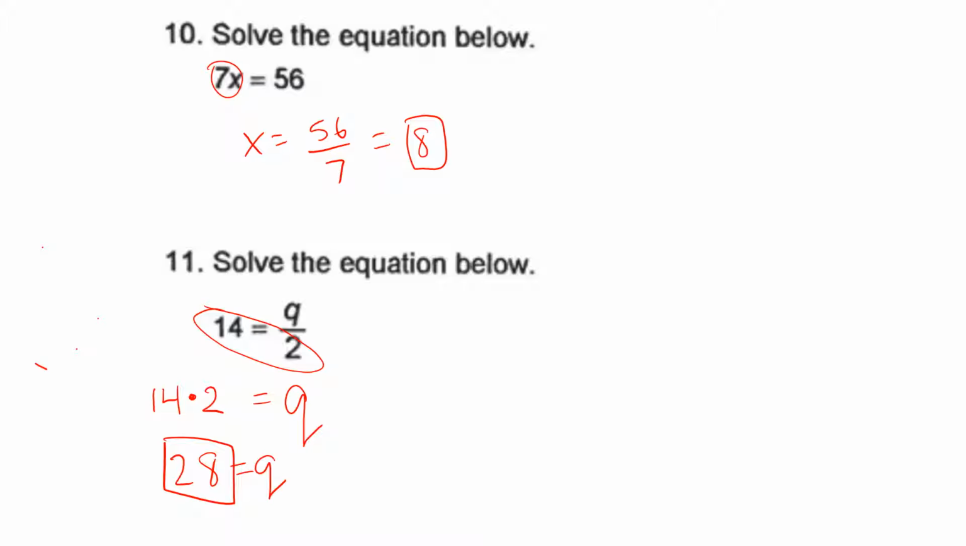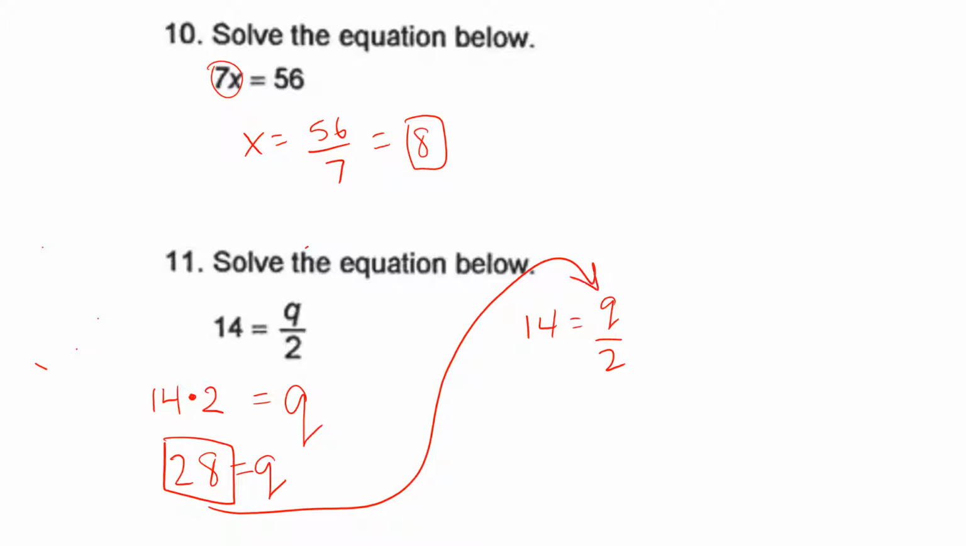And if you want to make sure of that, we can just take our equation, 14 equals Q divided by 2, and we can put 28 in place of Q right there. And we have 28 divided by 2, and 28 divided by 2 sure is equal to 14. So that's called the check right there. I'm just checking to make sure my answer was right, but my answer, I'm going to put in green right here, that is the answer we're looking for.